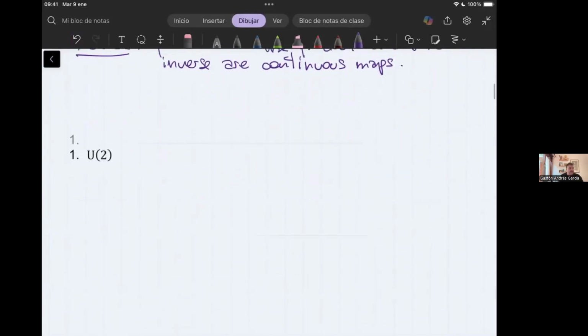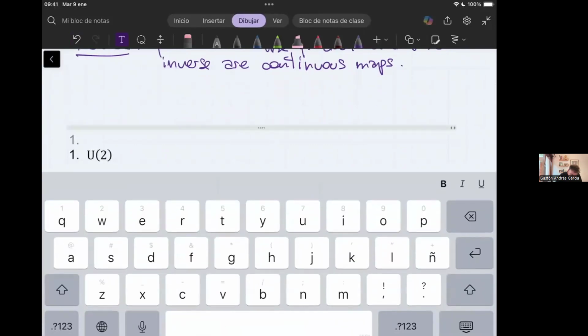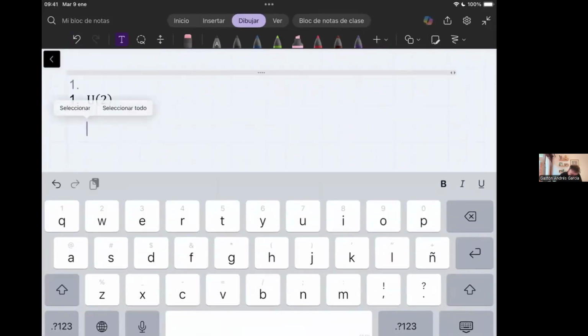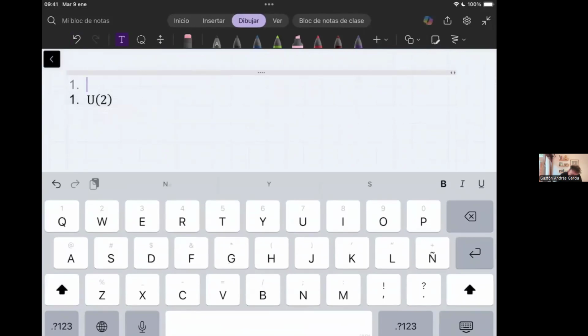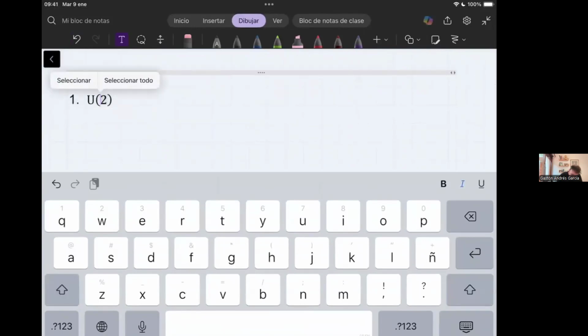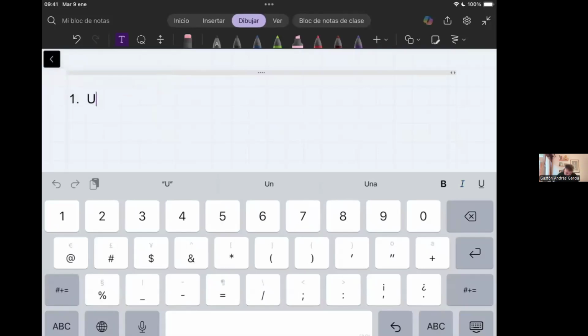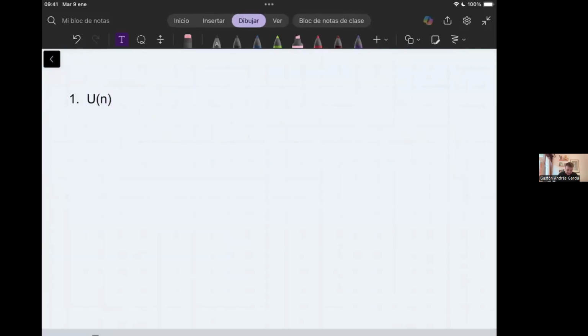So the next, more complicated example is U2. It is not the group of music U2. I don't think they know a lot about compact things. It is the unitary group of 2x2 matrices, but actually I'm going to write this in general as Un. So we can take, of course, n equals 2, and then we have it.